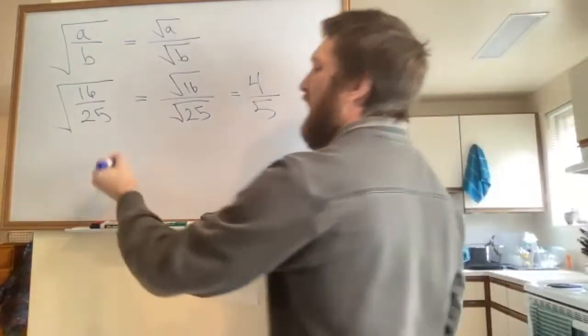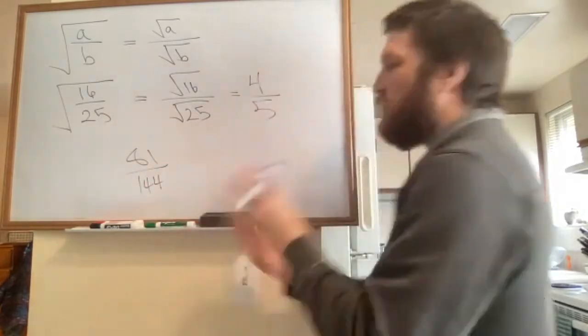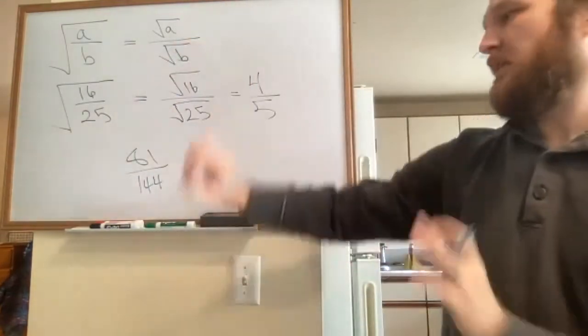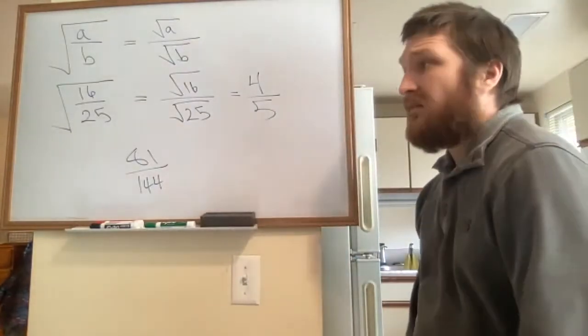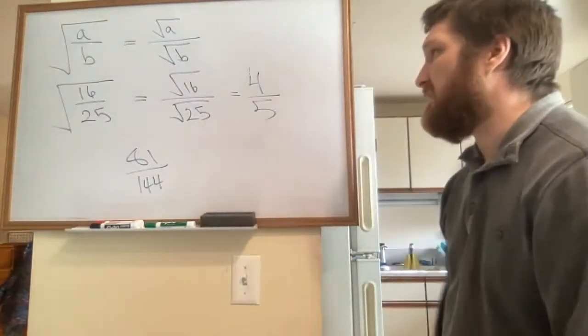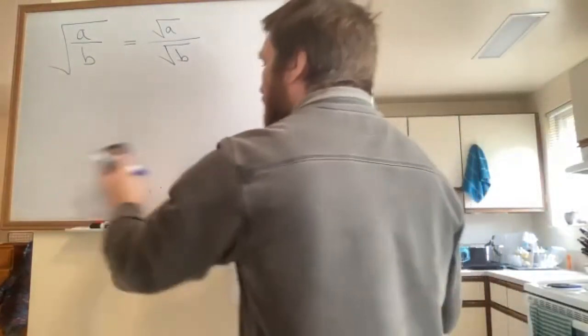You're going to have some questions like that. It's going to say, find the square root of 81 over 144, and that's all it's asking for. You basically take the square root of the top, the square root of the bottom, boom. If there's something to cancel out, go ahead and cancel it out. I don't think there's any like that in your homework, but that's the idea.